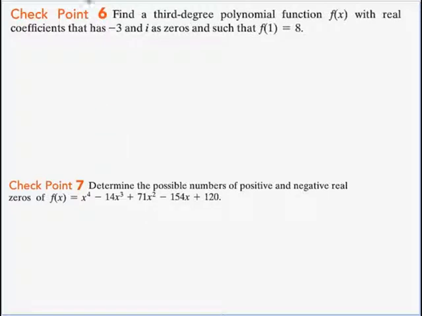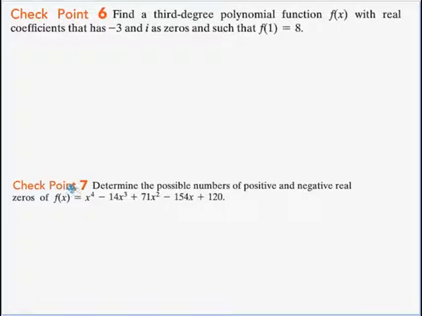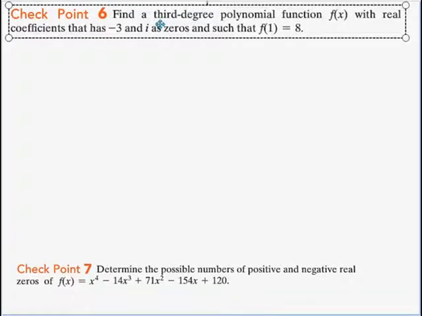Two for you to try on your own. The first one is make the polynomial. The second one is determine those possible positives and negatives. And this one you don't have to, you know, sort of solve it like we did in that last example.